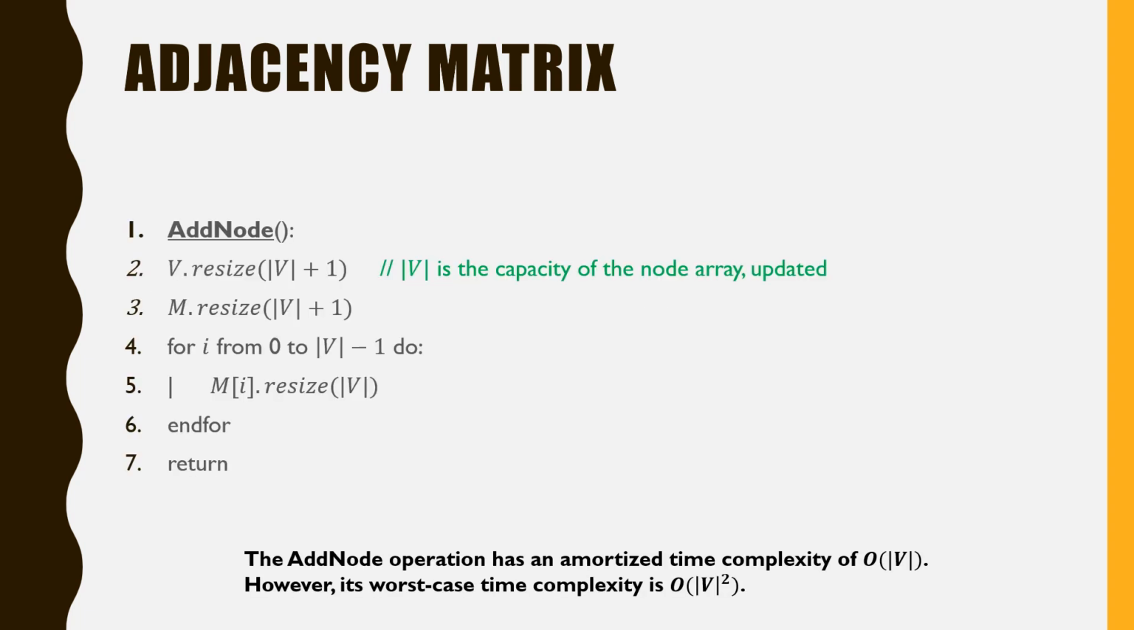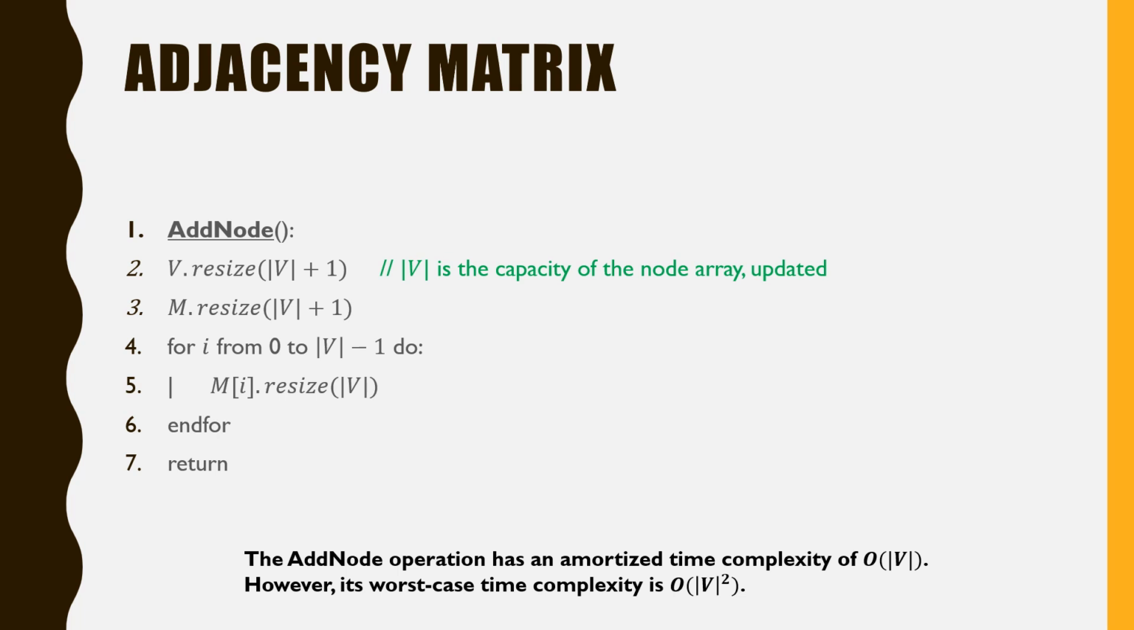Here is the pseudocode for the add node operation. In line 2, we allocate the last position in the node array V. In line 3, we allocate a new row for adjacency matrix M. Finally, in the for loop between line 4 and 7, we extend every row in the adjacency matrix M by 1 position. Since each row in matrix M needs to be resized, the amortized time complexity of add node is O(V).